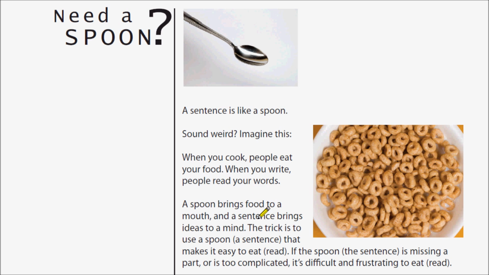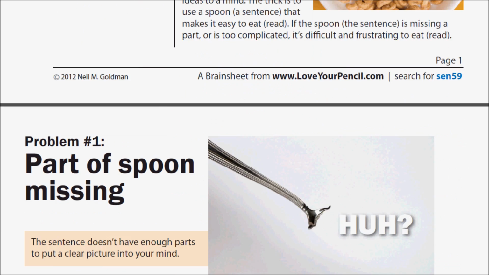So the trick is to use a spoon, which is a sentence, that makes it easy to eat, meaning read. If the spoon, the sentence, is missing a part or is too complicated, it's difficult and frustrating to eat, meaning read. All right, now you're wondering, what is he talking about? So let's go into it.